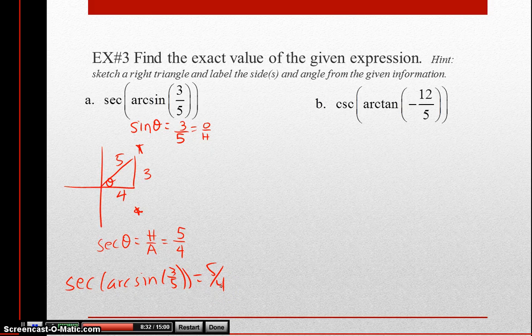And in the next example, we want to find the cosecant of the arctangent of negative 12 over 5.